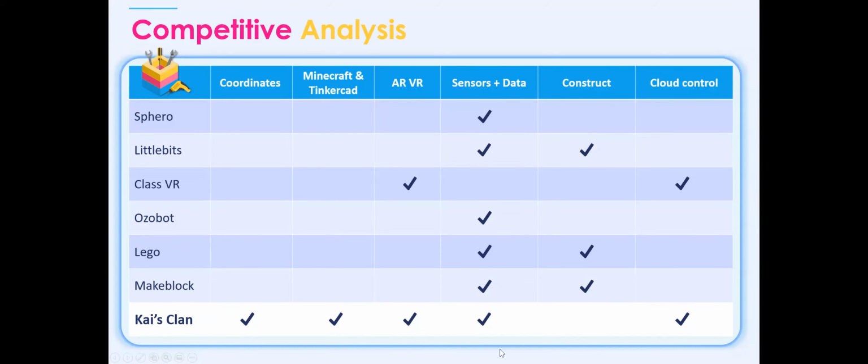When we designed Kai's Clan, we had a look at all the other really amazing robots out there, and we were very cheeky. We decided we're going to take all the best bits from these robots and put them into Kai's Clan. We wanted to make sensors really easy, but we'll talk about that a little bit later. But the main thing for Kai's Clan is cloud control, and what that means is that you can actually code from anywhere in the world.